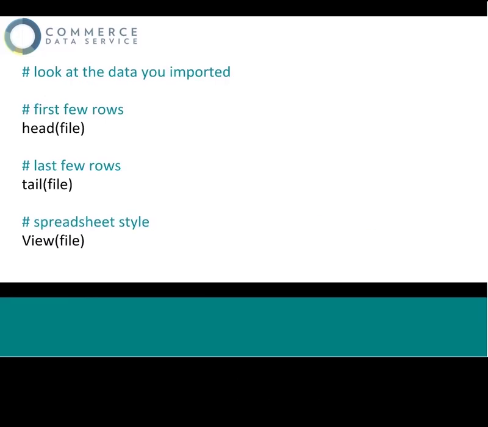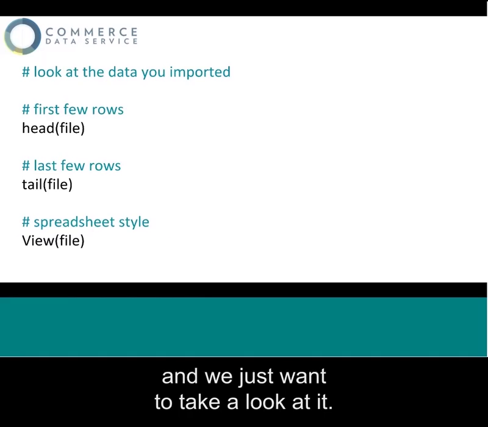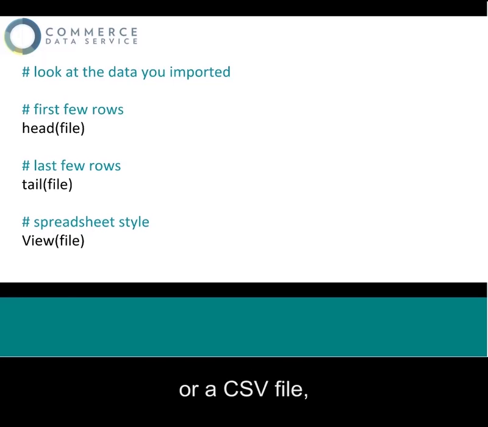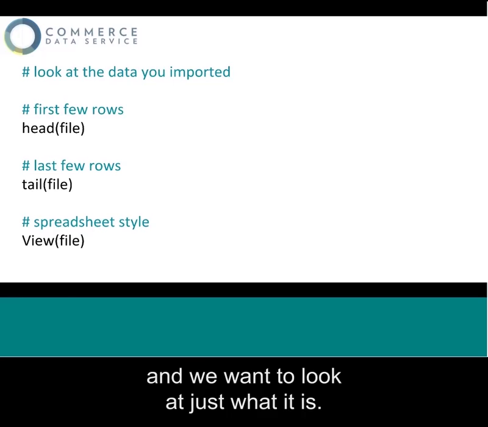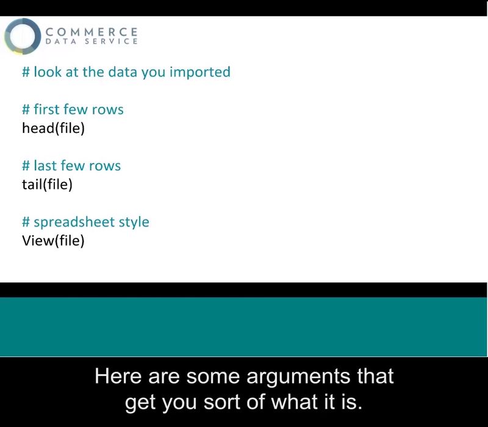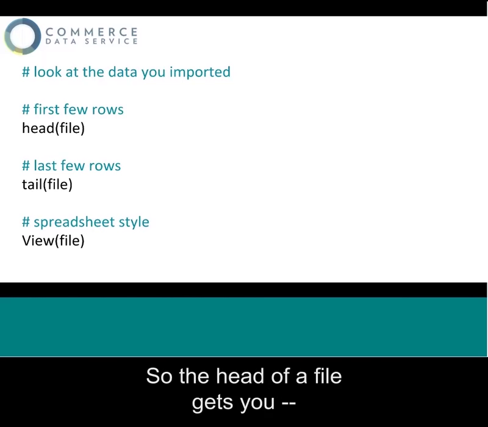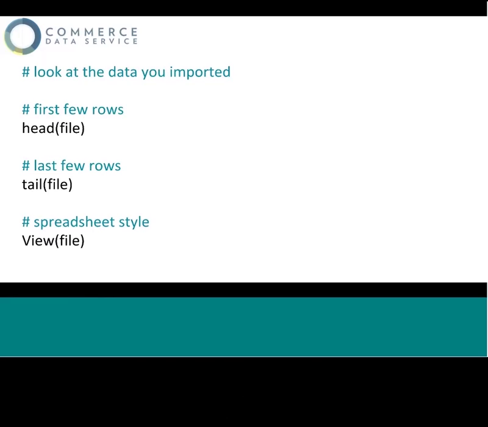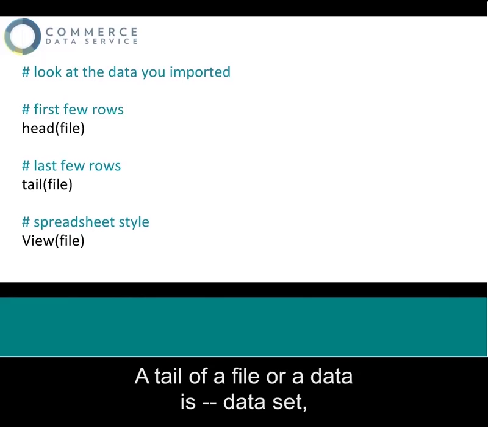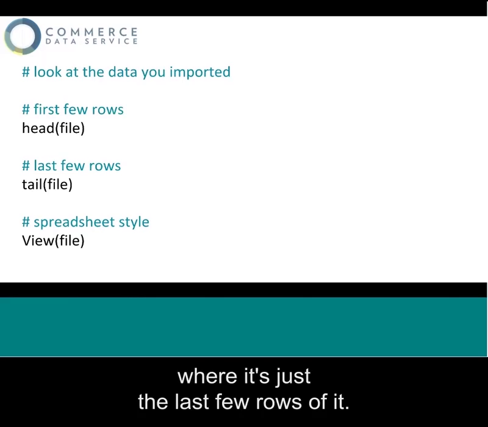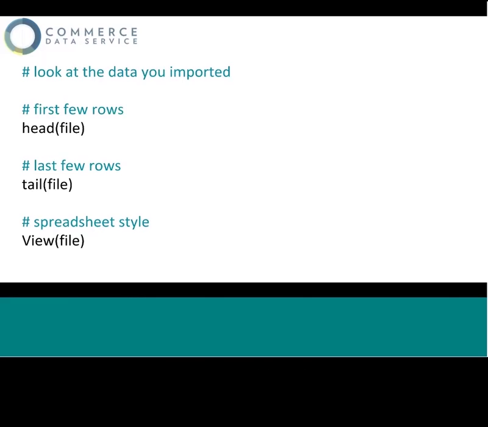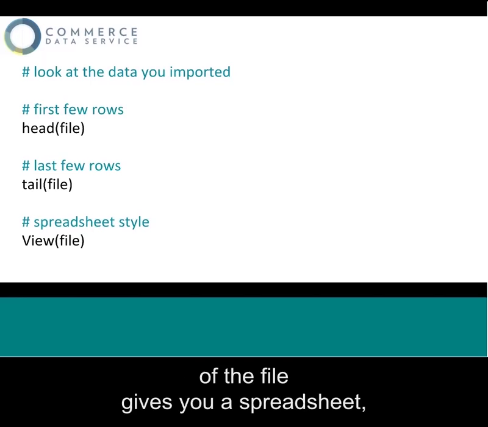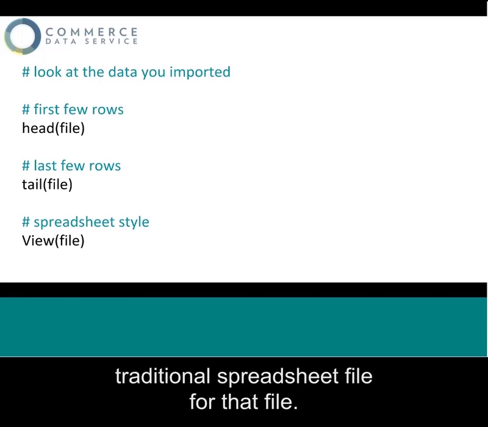Okay, so looking on. Say we've imported a data file into R, and we just want to take a look at it. Say it's a very large Excel file or a CSV file, and we want to look at just what it is. Here are some arguments that get you sort of what it is. So the head of a file gets you, as you'd think, the first few rows of the file. The tail of a file or a data set is just the last few rows of it, the top, the beginning or the end. And View, capital V, so caps matters, of the file gives you a traditional spreadsheet style view of that file.